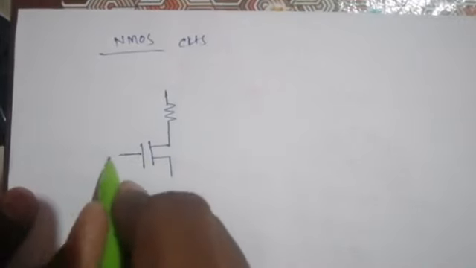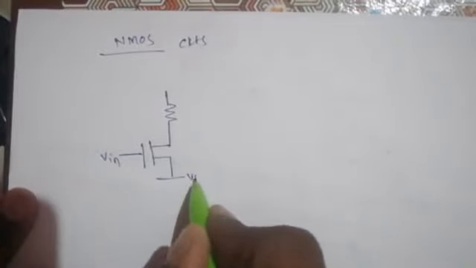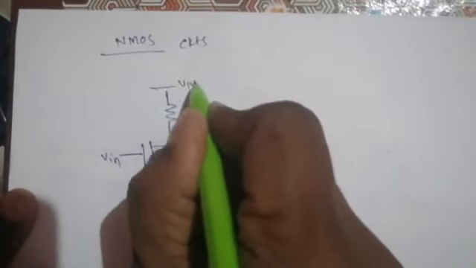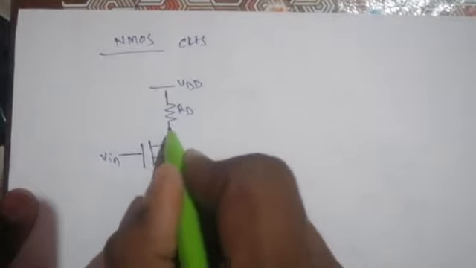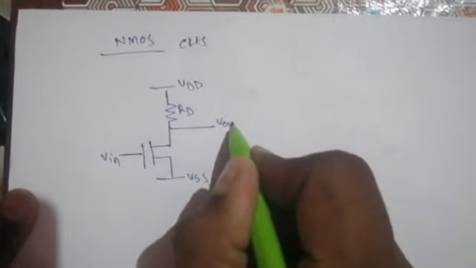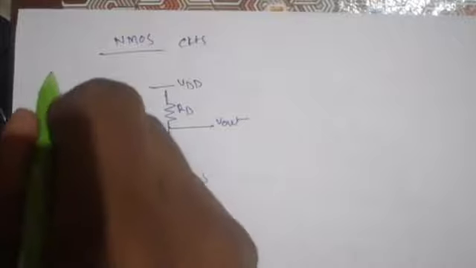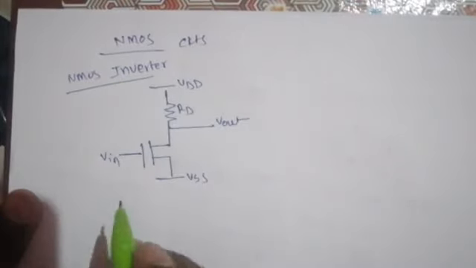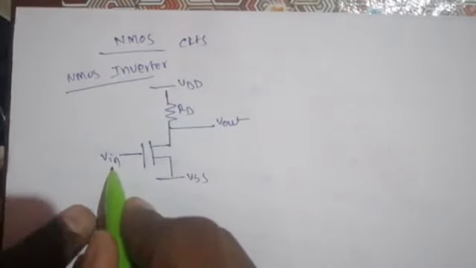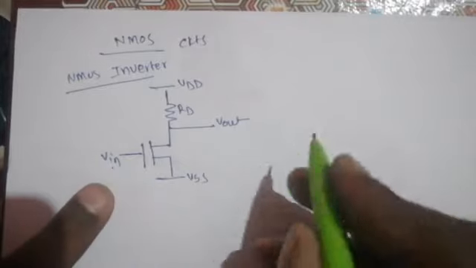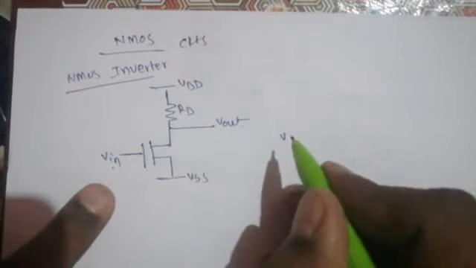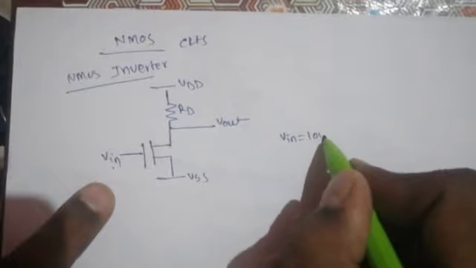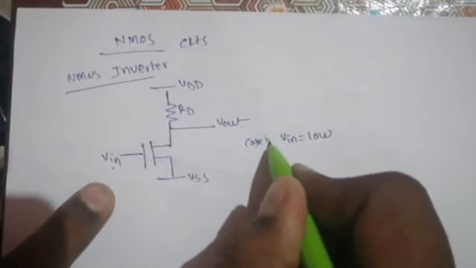So this is the input voltage, this one is VSS, here VDD power supply, RD resistance, and here this is the output voltage. This is nothing but an NMOS inverter. In this NMOS inverter, when the input voltage is applied, output will be produced. In case 1, we have to discuss when the input voltage is low.